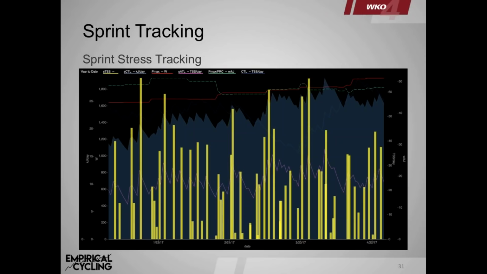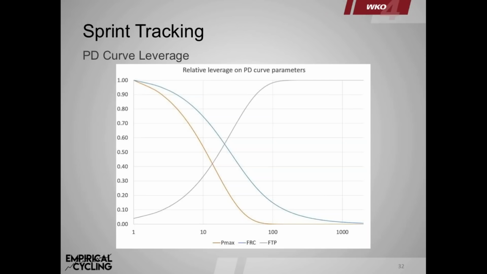The reason I did this is because there is leverage on FRC with your sprints. Obviously, if you increase your sprint power, you increase the kilojoules that you can expend above your threshold. I'll show you this. This is the PD curve leverage from Andy Coggan.